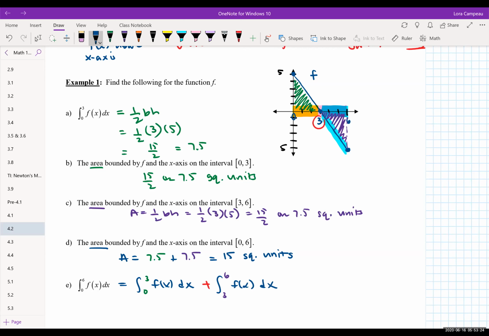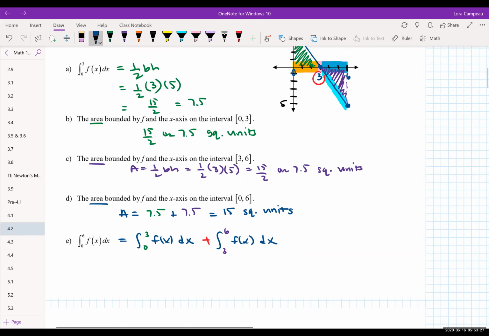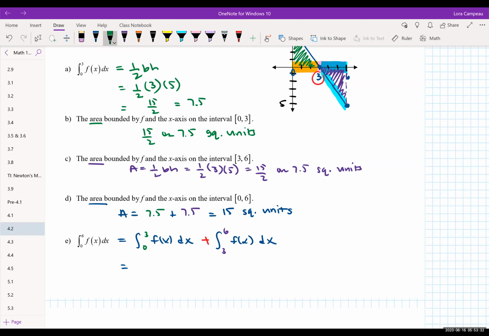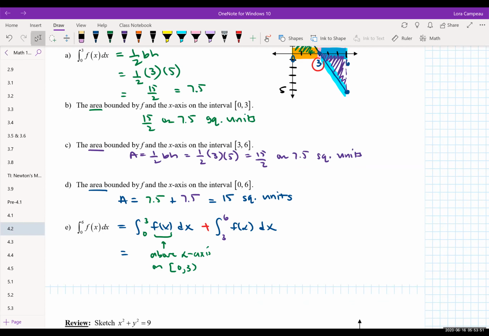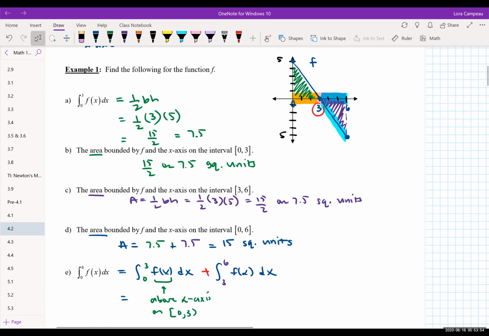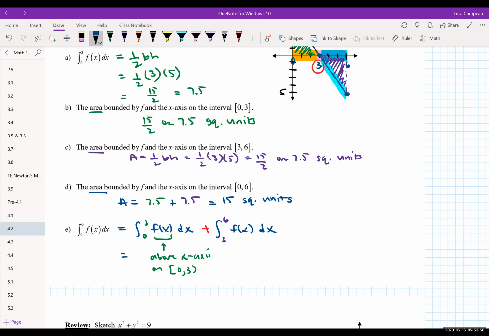Now I need to be cautious because in this area that we see from 0 to 3, f of x here from 0 to 3 is above the x-axis, not the entire one. So f of x is above the x-axis from 0 to 3. When you want to represent it, yes, it's still dealing with the area, and we still found that in part A. So that's fine. We can call that 7.5 or 15 halves, whatever you'd like.